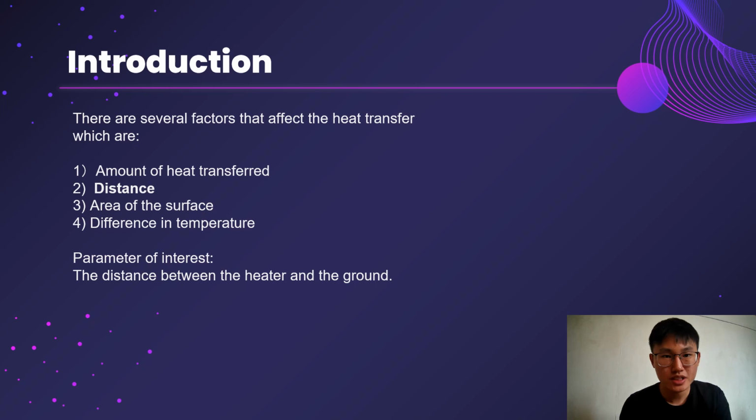The installation process of a sauna heater is very important to ensure the optimal functionality of the heat ventilation system. There are several factors that affect heat transfer, which are the amount of heat transferred, the distance, the area of surface, and the difference in temperature. This experiment is to find the optimal position of the heater with respect to this relationship, which might cause defects or faults in heating elements or affect the convection of heat by the heater, which is the distance between the heater and the ground. The process of convection involves the movement of a heated fluid such as air or water in order to transfer heat.